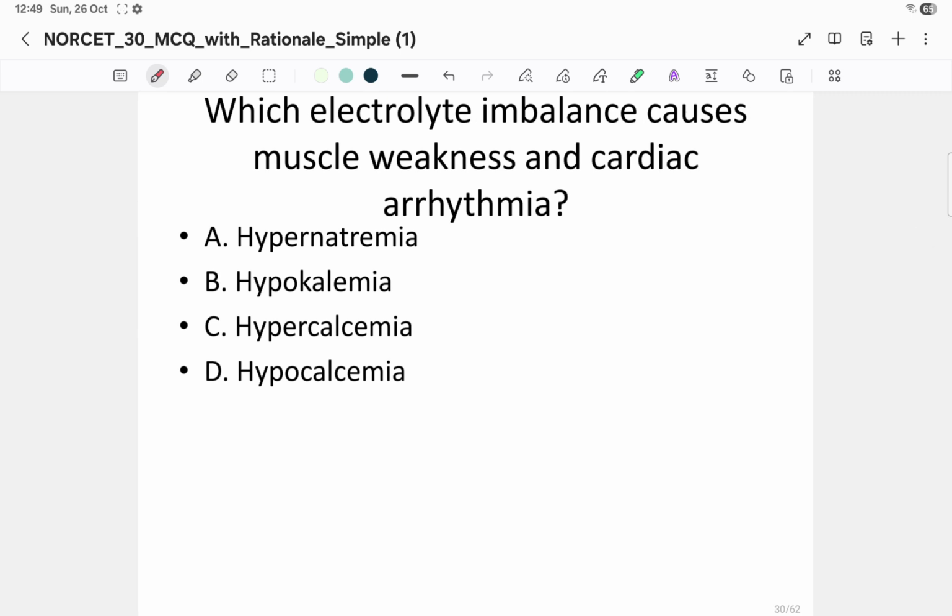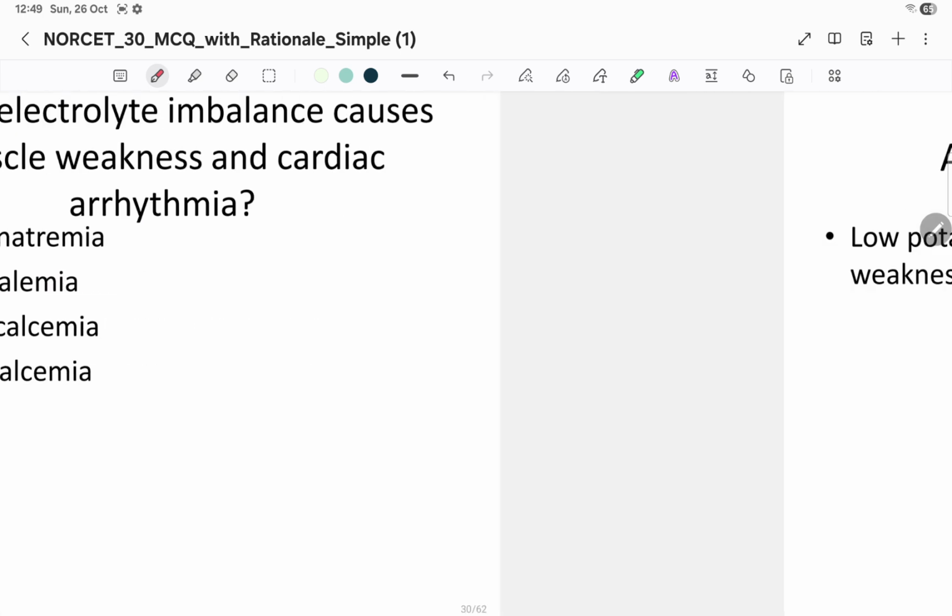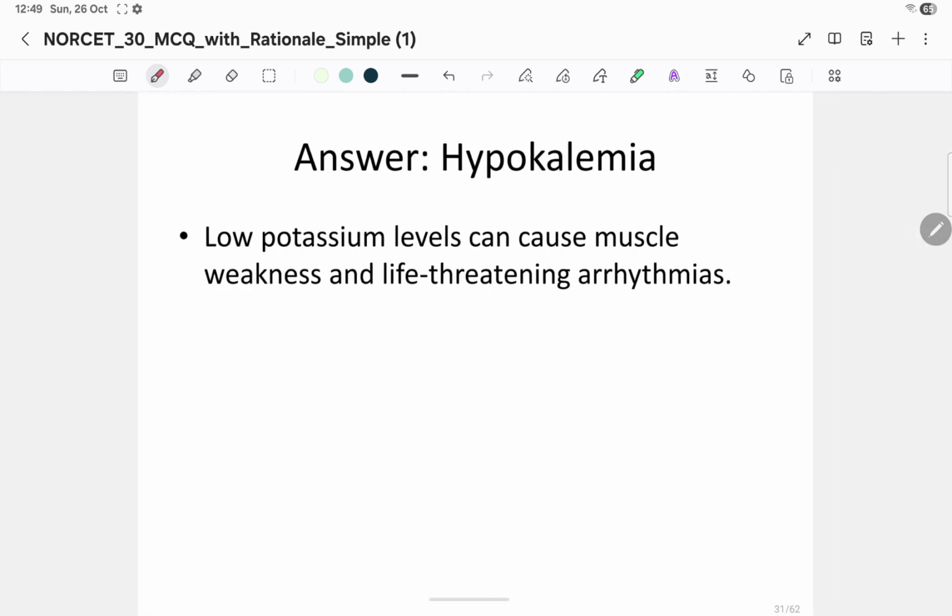Next, which electrolyte imbalance causes muscle weakness and cardiac arrhythmia? A, hypernatremia, B, hypokalemia, C, hypercalcemia, D, hypocalcemia. The correct answer is option B, hypokalemia. Hypokalemia means low potassium level. It can cause muscle weakness and life-threatening cardiac arrhythmias, meaning abnormal heart rate.